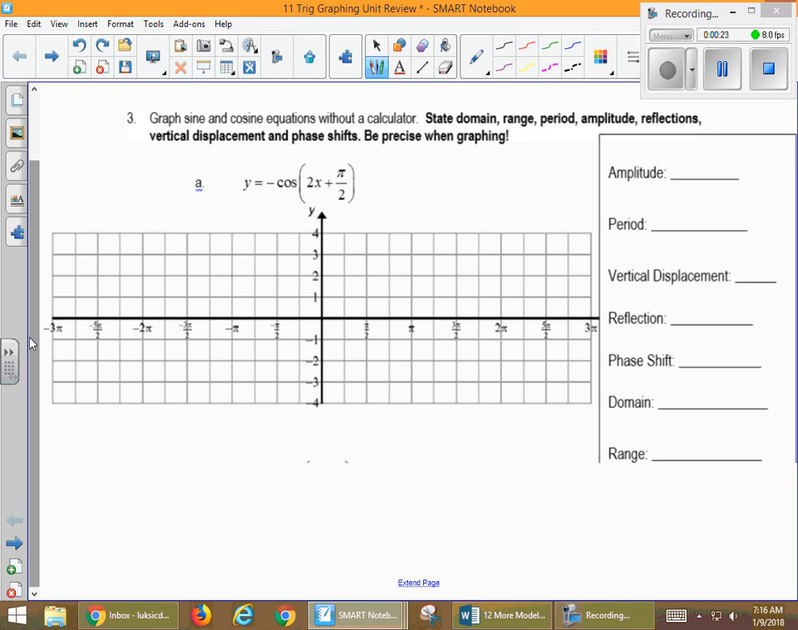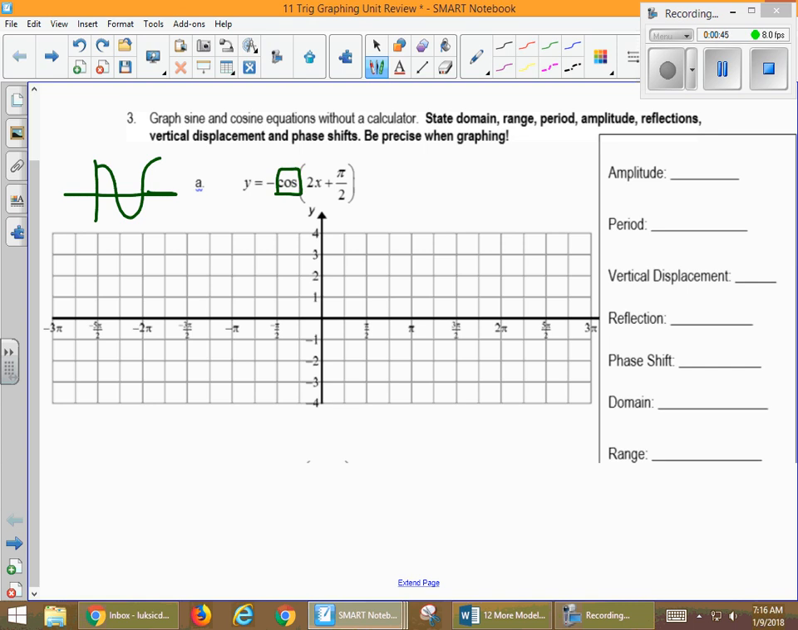So the first thing is that my parent function is cosine. So if my parent function is cosine, then this is going to look like a jump rope, right? Something like that. We're going to go max to max or min to min if we have a reflection. But it's good to have that normal cosine graph in mind before you start.